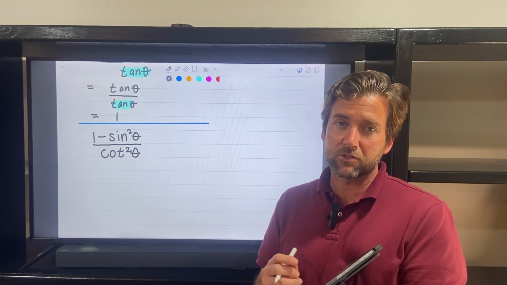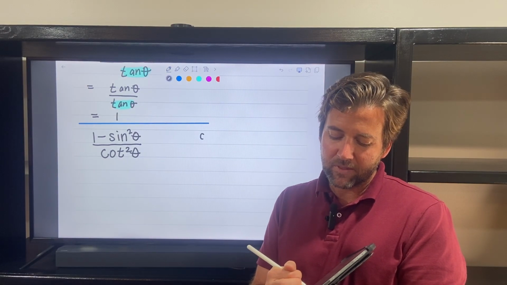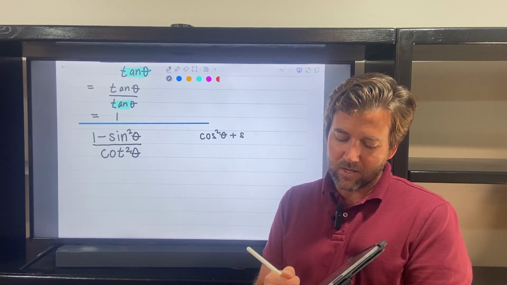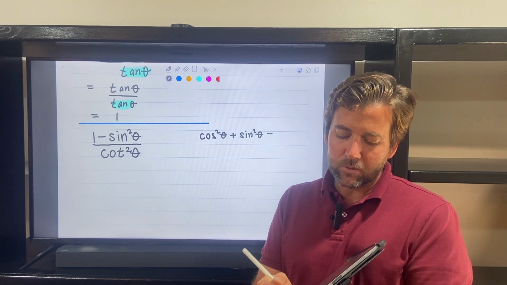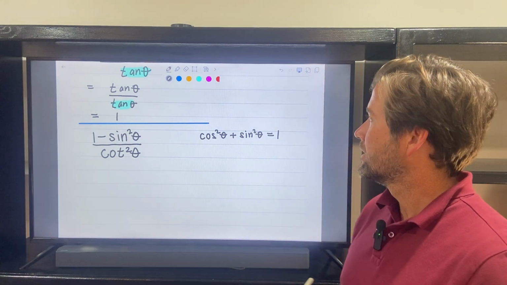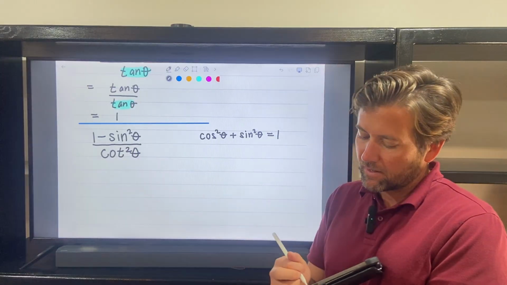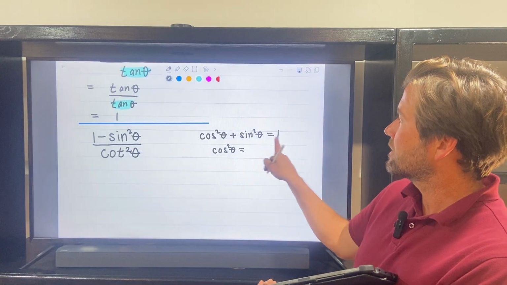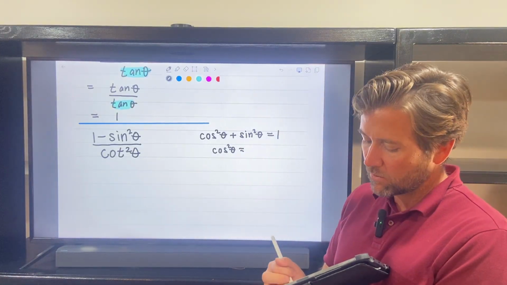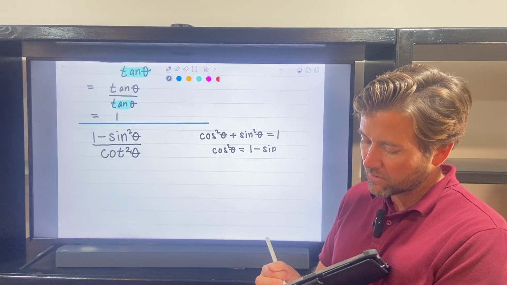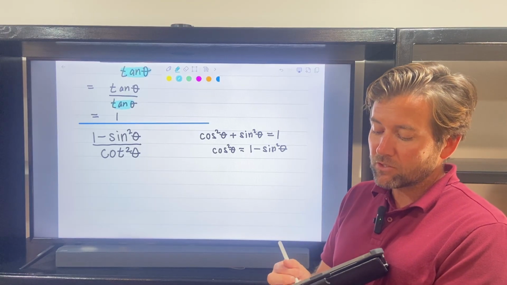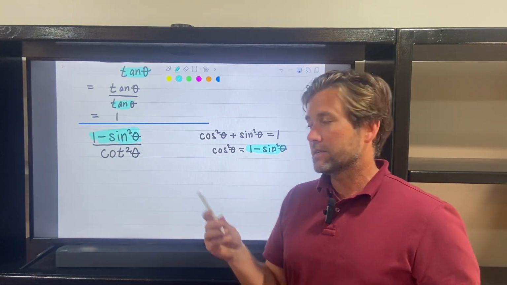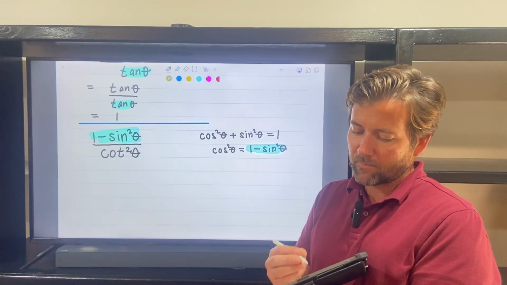Whenever you see a trig function squared, you should think about the Pythagorean identities. So I know the cosine squared of theta plus the sine squared of theta is equal to 1. So when I subtract sine squared theta from both sides, I'll get cosine squared theta equals 1 minus sine squared theta. Eventually you'll do this enough where when you see 1 minus sine squared theta, you'll just recognize that that's equal to cosine squared theta.